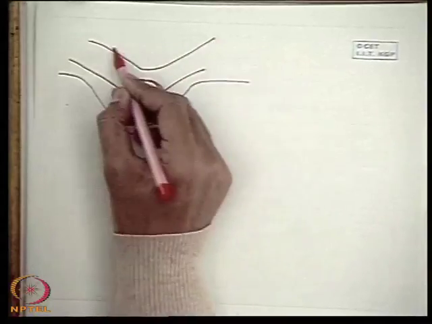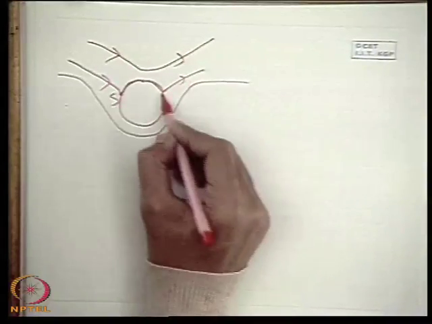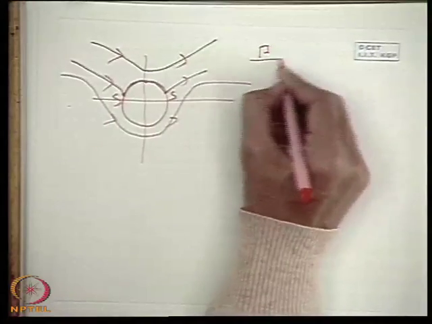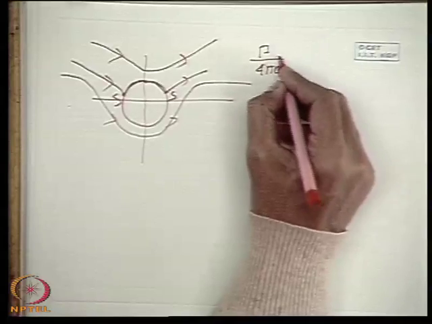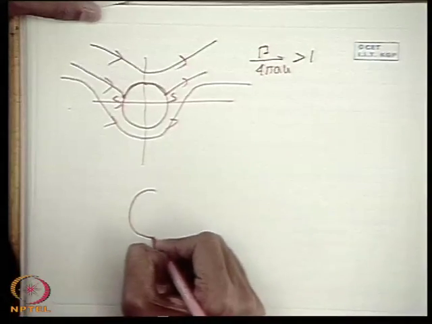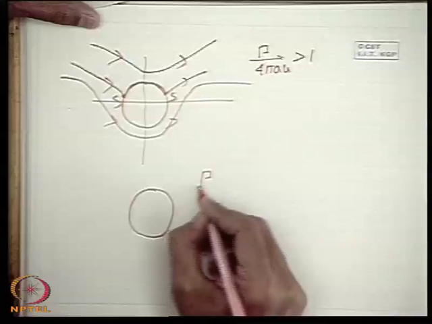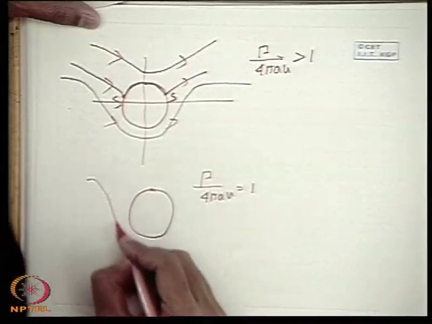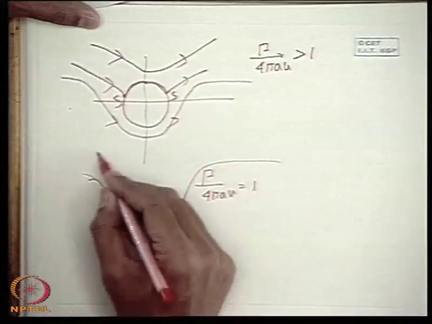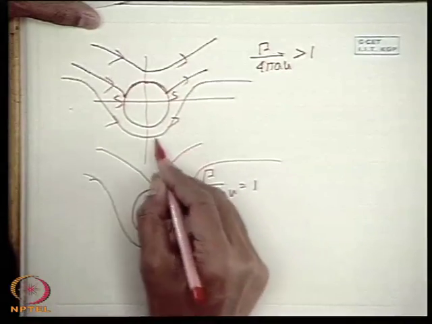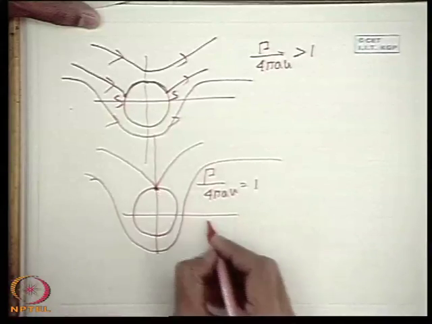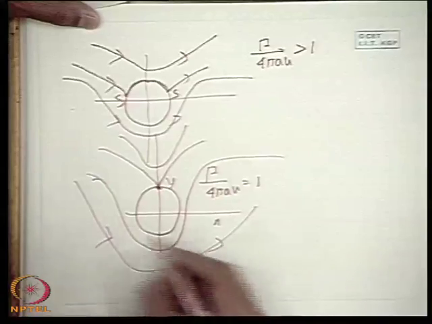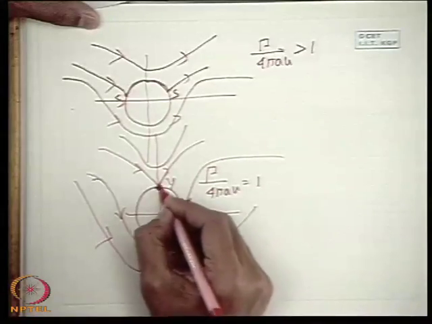So these will be the streamlines, and these are the stagnation points. This is gamma by 4 pi a u less than 1. When gamma by 4 pi a u is equal to 1, then the streamlines are like this. Then the stagnation point just merges here at the pi by 2 line, on the x and y axes. So this will be the streamlines, this will be the direction of the streamlines, and this is the stagnation point.